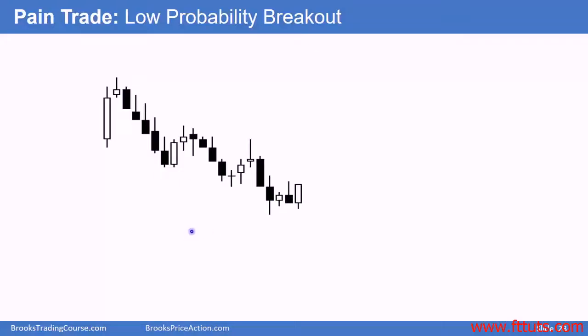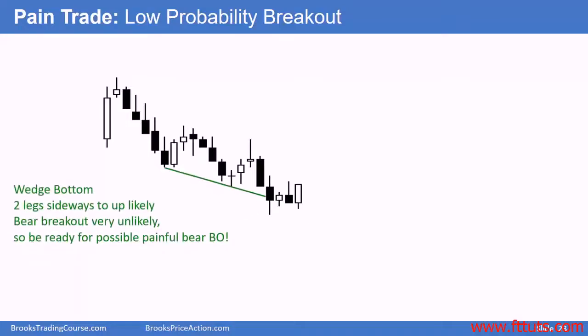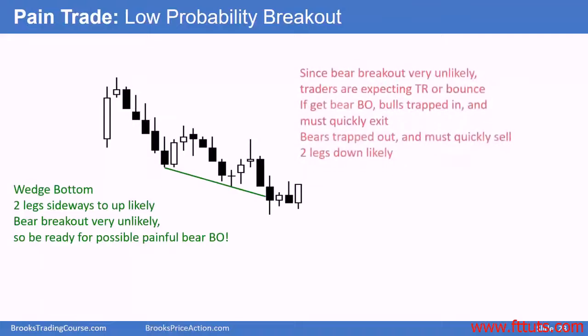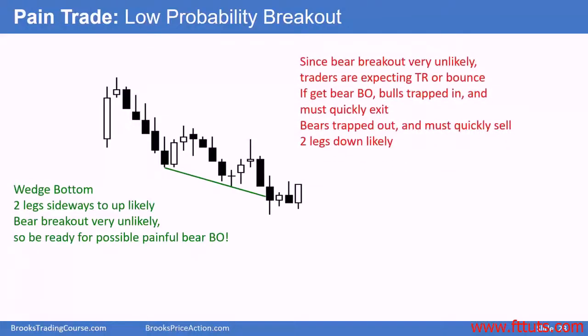But what would be the pain trade? We have a wedge bottom. Traders assume bear channel bull flag, we're going up. So if it's more likely we go up, the pain trade is if we go down instead. Anytime something is obvious, like, oh, we're obviously going up, always think that maybe the opposite will happen. Since a bear breakout is unlikely, traders are expecting either a trading range or a bounce.